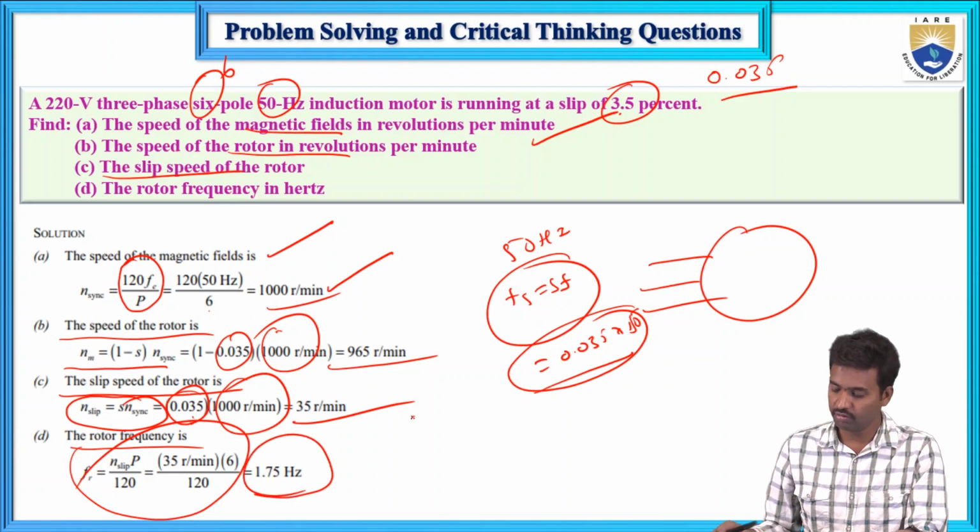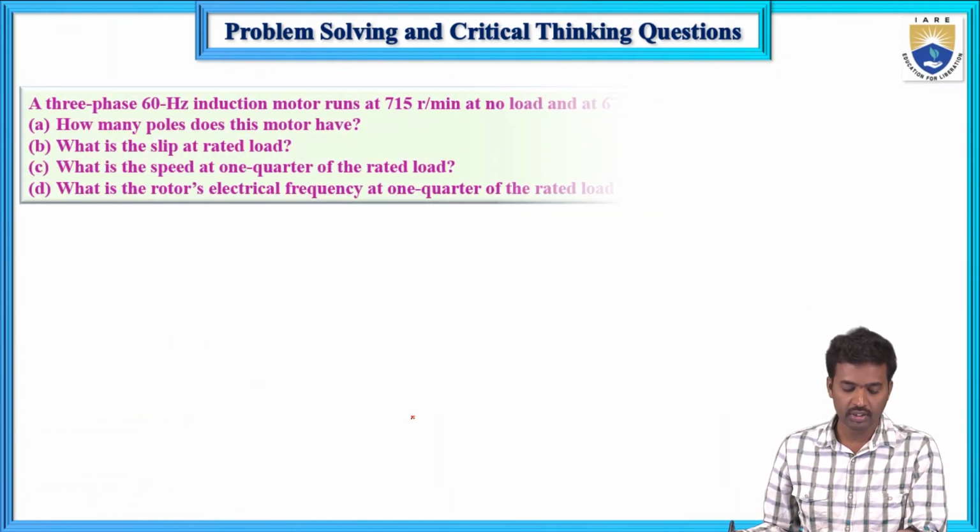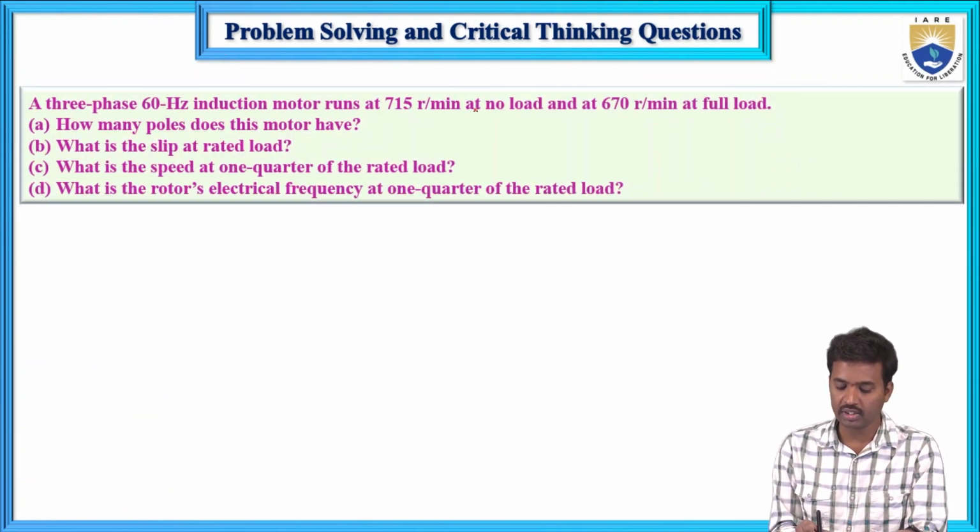So 1.75 Hz. And next, a 3-phase induction motor runs at 715 rotations per minute at no load and at 670 rotations per minute at full load.